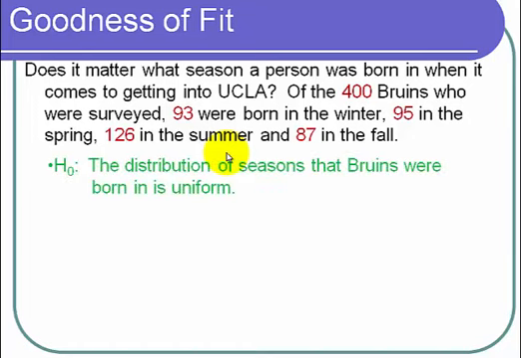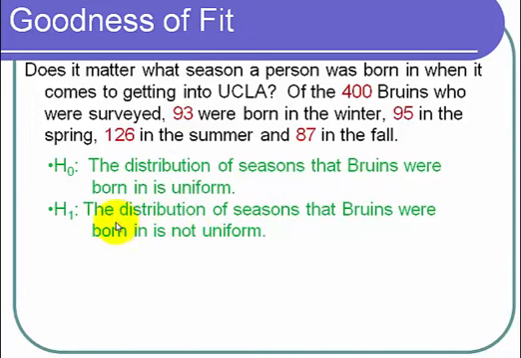So H0, the null hypothesis. In this case, if it doesn't matter what season a person was born in, that means all seasons should have the same percentage of Bruins. In other words, it should be a 1/4, 1/4, 1/4, 1/4 split for spring, summer, winter, and fall. So H0 is the distribution of seasons that Bruins were born in is uniform. Because remember, uniform means all the same for each of the categories.